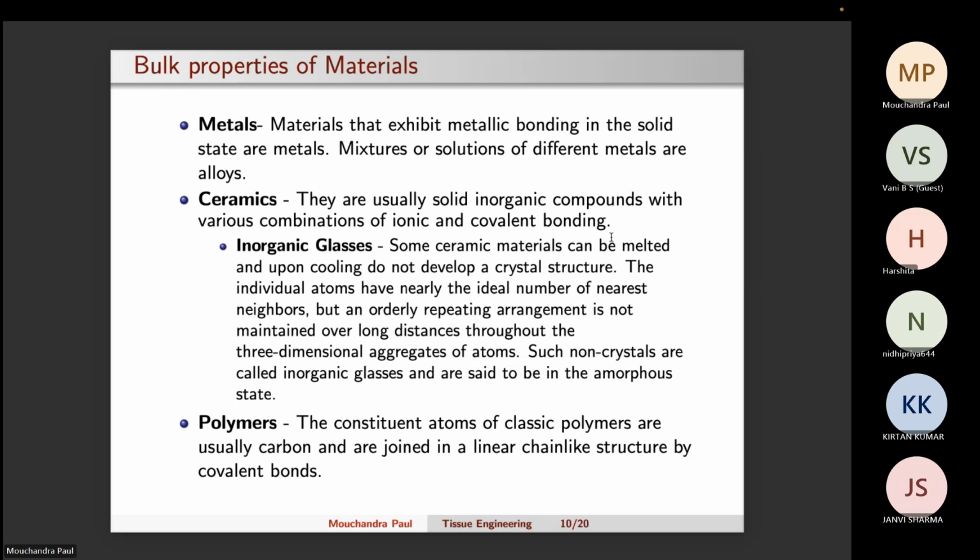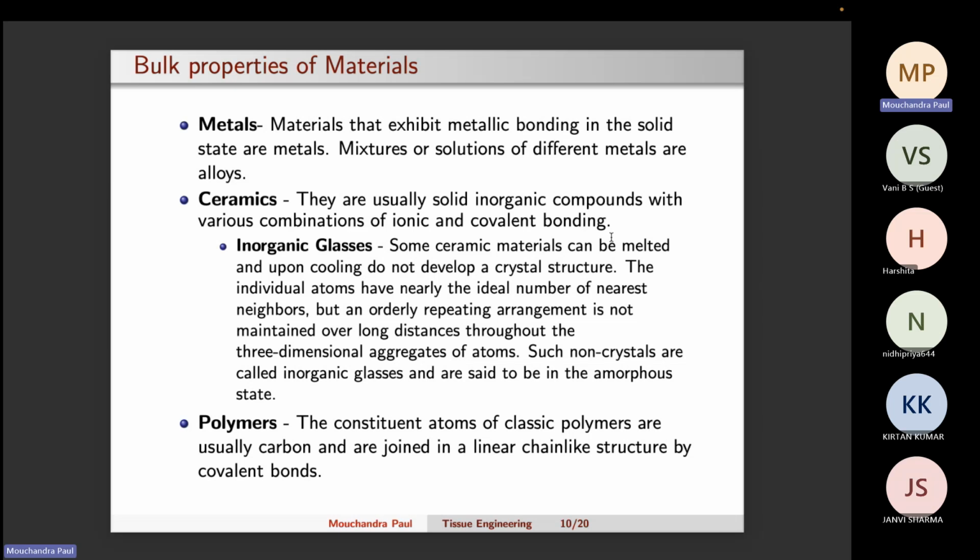But no, initially the crystal structure is there for the inorganic gases. When you heat it and convert it into a molten state, and then you cool it again, the original crystal structure is not maintained. It happens because there is a rearrangement that takes place in the placement of the atoms that makes the cooled structure amorphous. Okay? So this is the characteristic of inorganic gases.